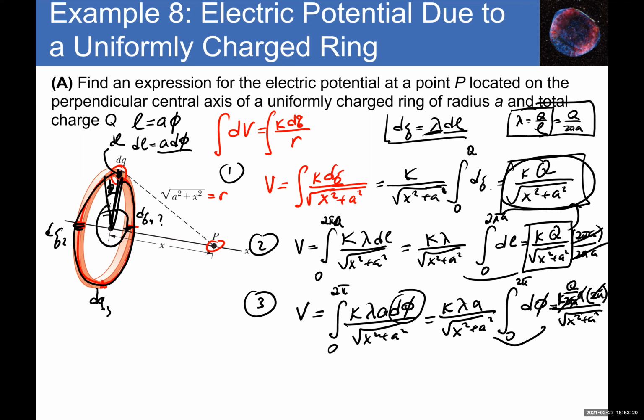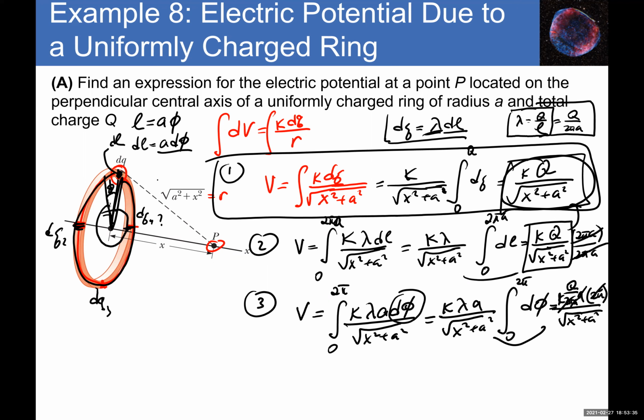So that's why version 1 is probably the simplest one, because all those dq's have exactly the same distance r from the point of interest because of the symmetry, so we can just use this version over here. Sometimes this doesn't work, which is why I'm giving you 3 different ways. Technically, you could have evaluated this integral. All right, so that's part A, finding the potential due to this distribution.